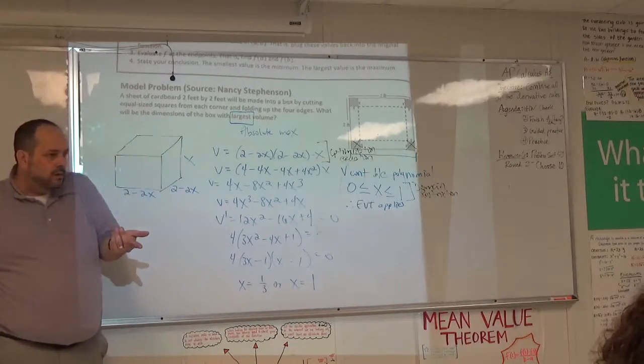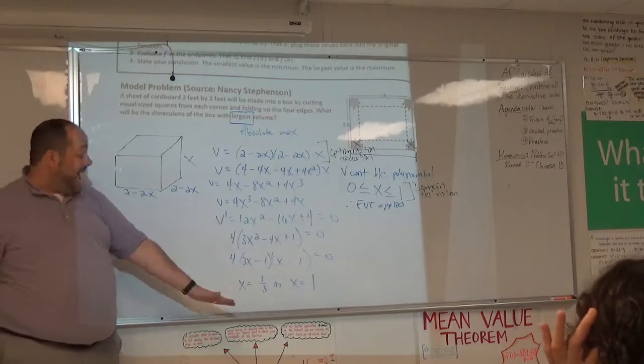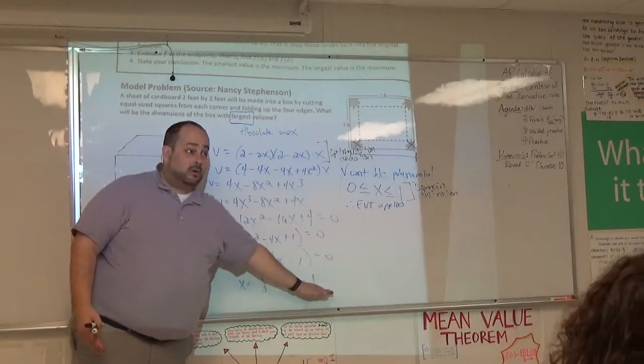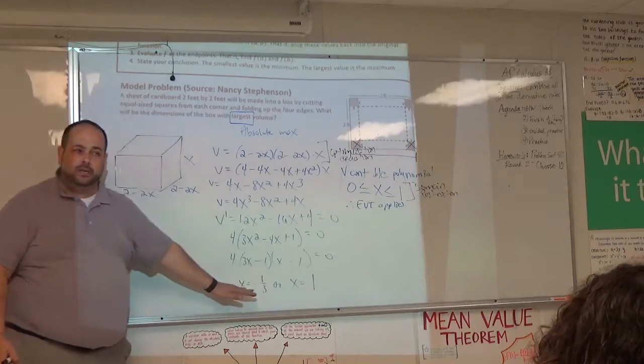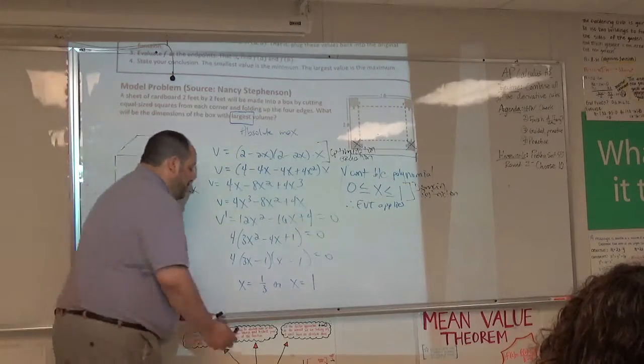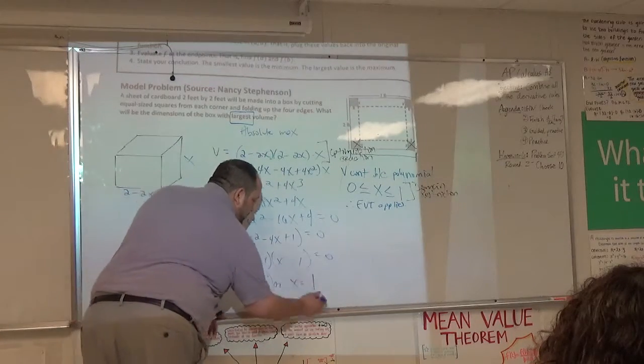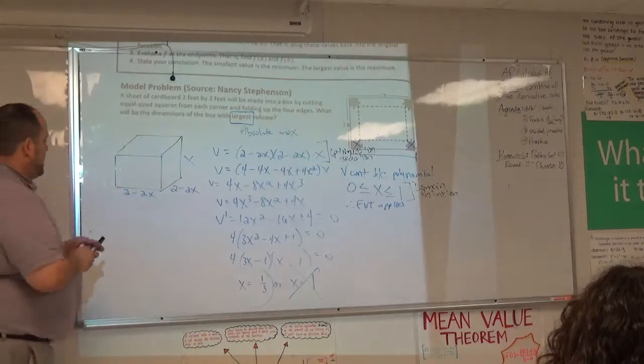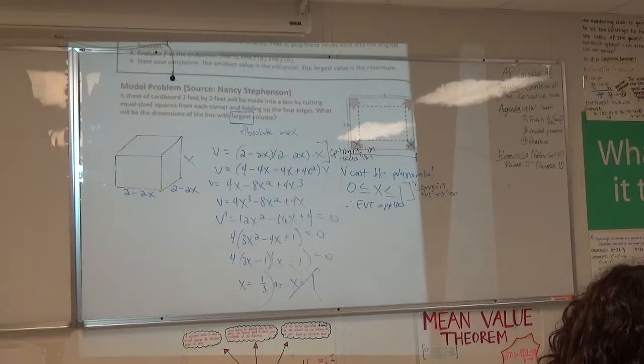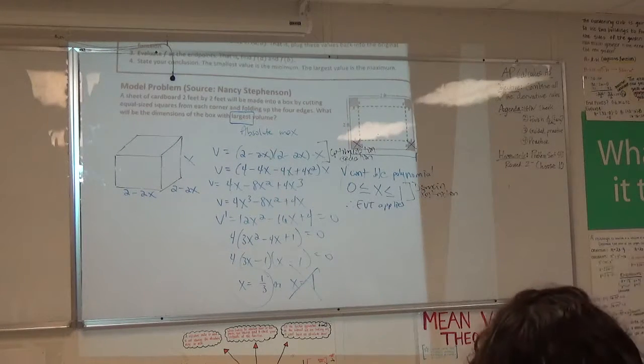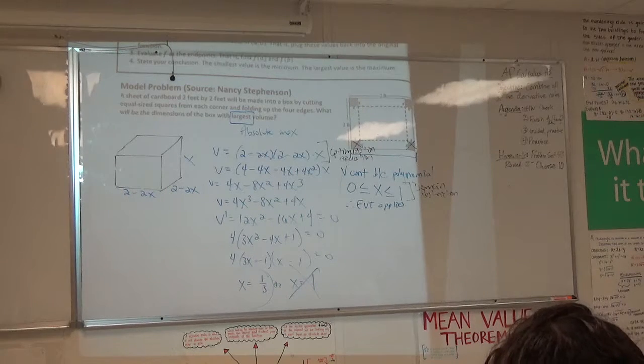What's the thing that I'm looking for? I want the absolute max. I have my candidates. My candidates are 1/3 and 1. In fact, really, I don't have two candidates here. I only have one. The one that I want is x equals 1/3. This guy is like one of your endpoints. And then your next move, you're just going to say, all right, now let's evaluate V at candidates and endpoint. So volume at 0, volume at 1/3, volume at 1.